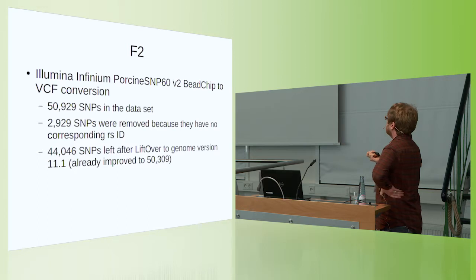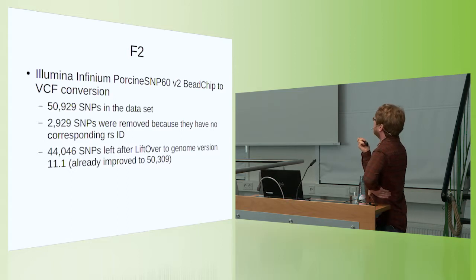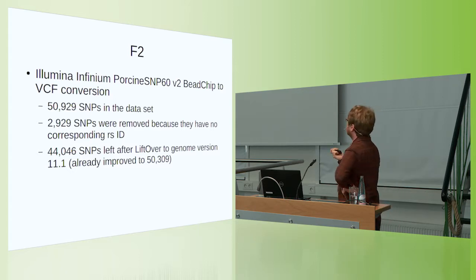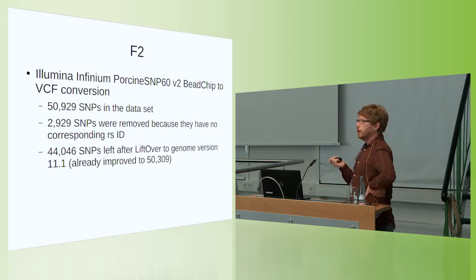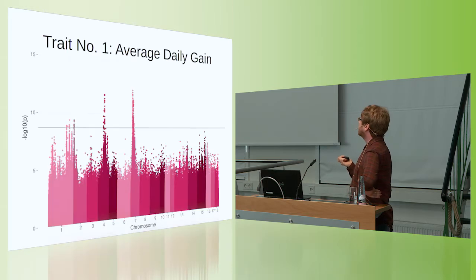The F2 SNP chip data, in the beginning we had 51,000 SNPs in the data set. While lifting them to the new genome, I lost about 7 million. So this is the data I used for the plots I'm going to show next. I already improved that to 50,000, so we're still working on improving the whole analysis pipeline at the moment.